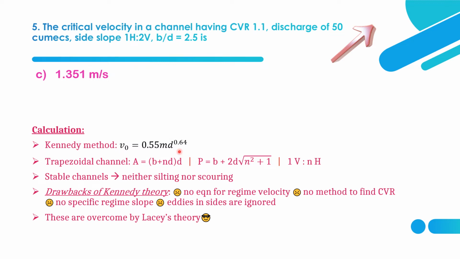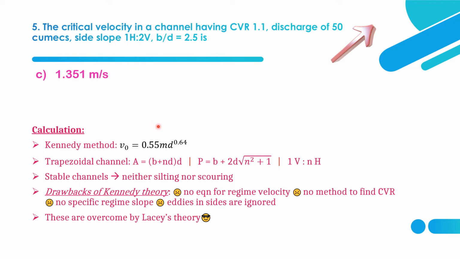So after finding the small d value, just substitute here d in meters, m is equal to 1.1, and just substitute the d value so that we can get the critical velocity as 1.351 meter per second. So this is the basic and important formula regarding Kennedy's theory. By using the V0 value, we have to calculate another velocity using Manning's equation. We have to compare that velocity using Manning's equation and this velocity, whether these two are matching or not.